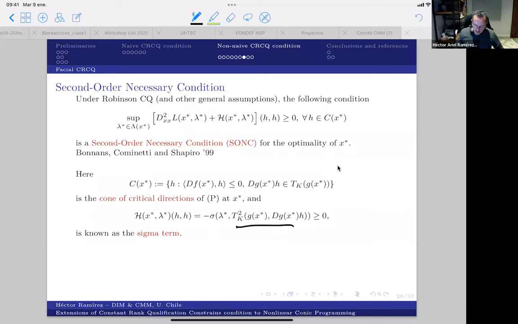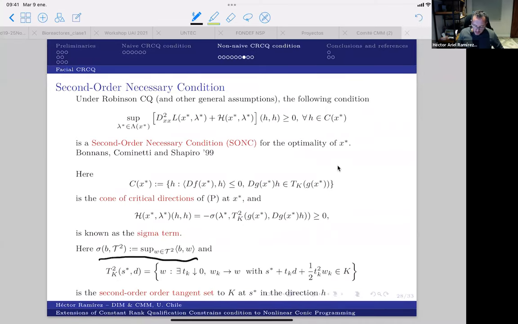Somehow here it is defined via the support function applied to lambda star, the support function of what we call the second order tangent set. It's not a cone, it's a set, at S star in direction H. Please avoid the details, but the idea is that this term becomes important because it captures the curvature of the conic set, which could be the SDP or the SOC or other. And actually this quadratic form can be explicitly written in the case of SDP and SOCP, right? Okay, it's a known result.